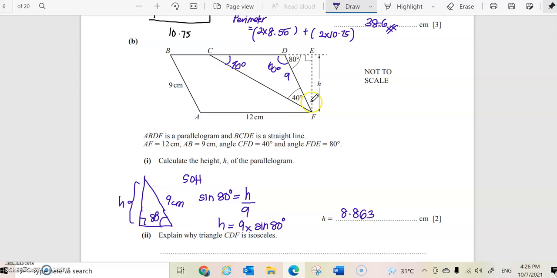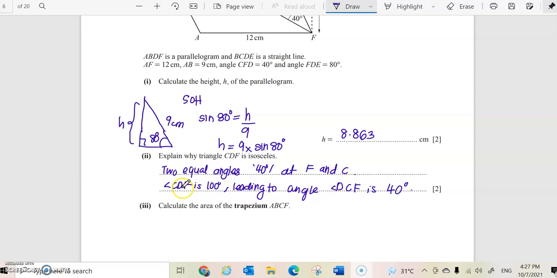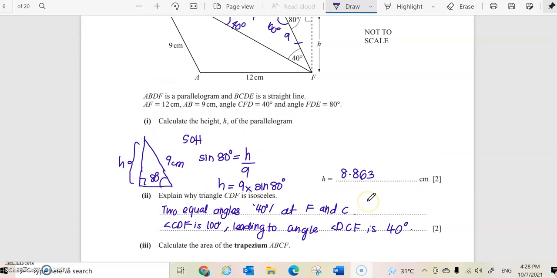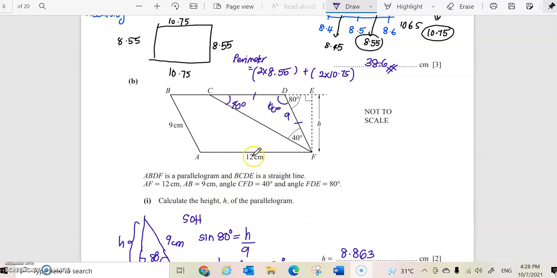Okay, since it has same angles at C and F, so means that it has same side for CD and DF. Okay, so when you have the same side, so CDF is isosceles. So we can answer it. It has two equal angles at 40 degree at F and C. And then put that the angle CDF is 100 degree, leading to angle DCF is 40 degree. Okay, next question. Calculate the area of trapezium ABCF.